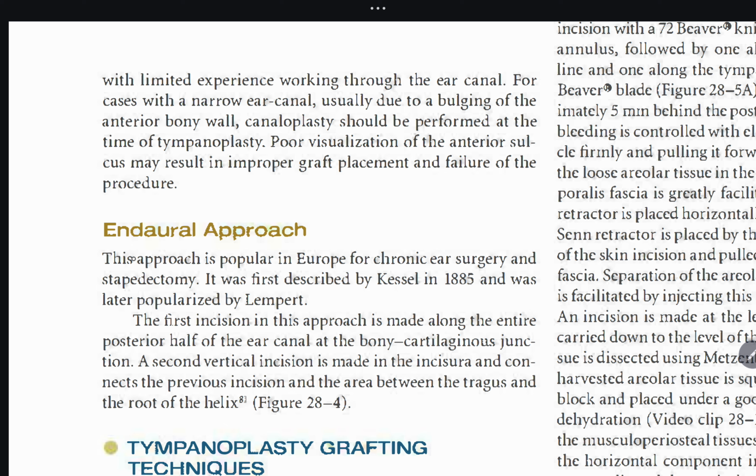Endaural approach. This approach is popular in Europe for chronic ear surgery and stapedectomy. It was first described by Kessel in 1885 and was later popularized by Lempert. The first incision in this approach is made along the entire posterior half of the ear canal at the bony cartilaginous junction. A second incision is made in the incisura and connects the previous incision and the area between the tragus and the root of the helix.